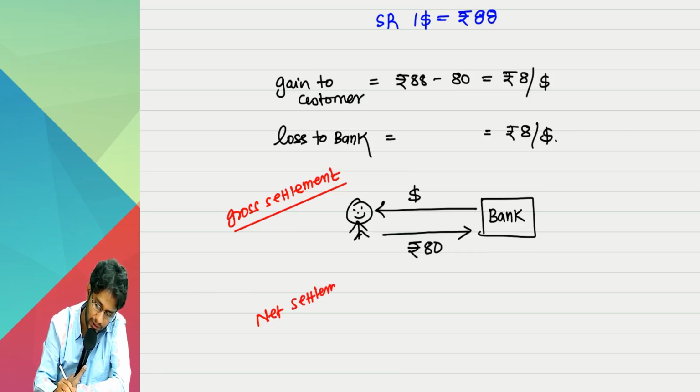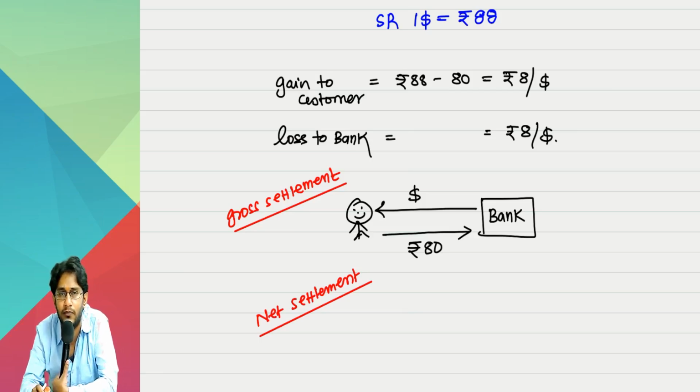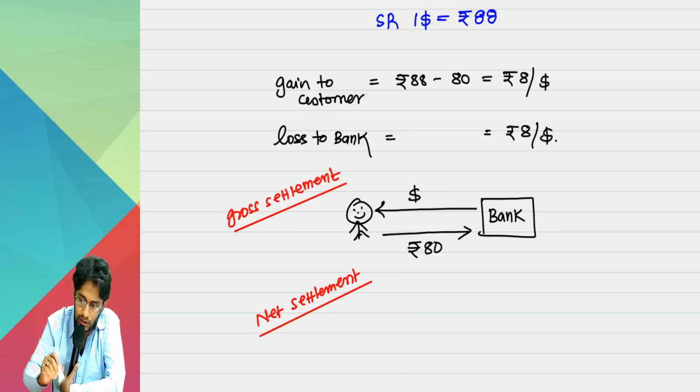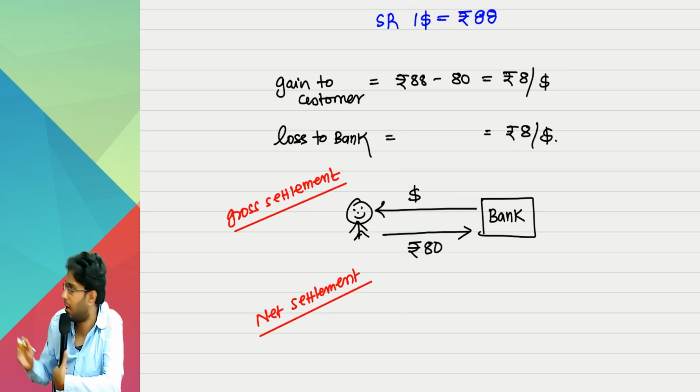There is something called a net settlement also. What is net settlement? I never have any intention to buy the dollar, nor does the bank have any intention to sell the dollar. We both entered into a betting contract. I said that the dollar will cross 80. He says that much scene is not there. I said, bet. Ultimately, we entered into a betting contract. Price crossed 80. I won. He lost. Pay me 8 rupees.